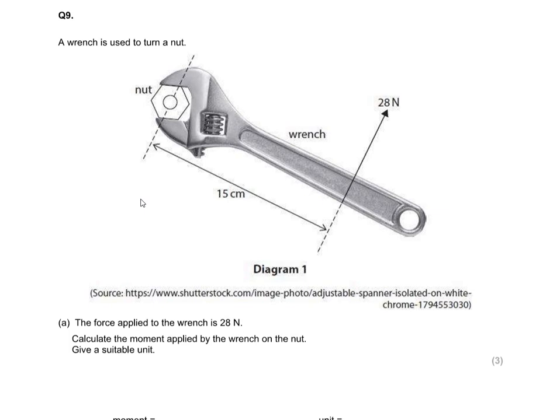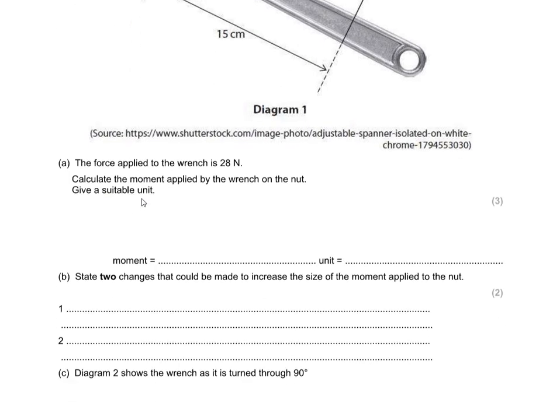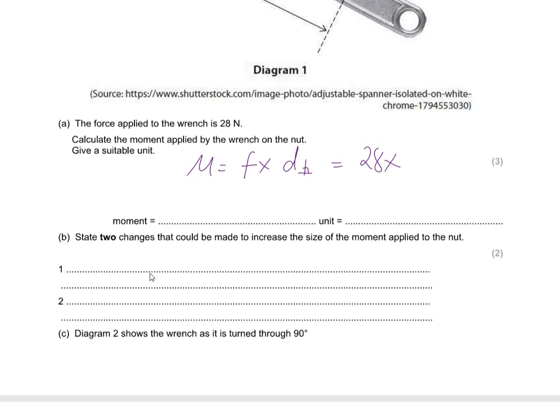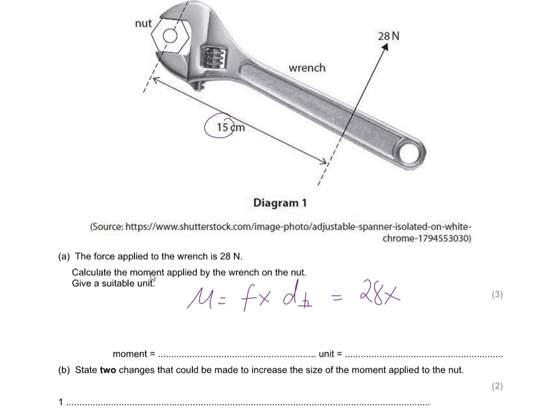Okay, now this one is another question, a moment question. Let's get this done properly. So moment is force multiplied by the perpendicular distance. The force is 28. The distance is 15. What is this number? Centimeters, so therefore it's going to be 0.15. And therefore we get 4.2.